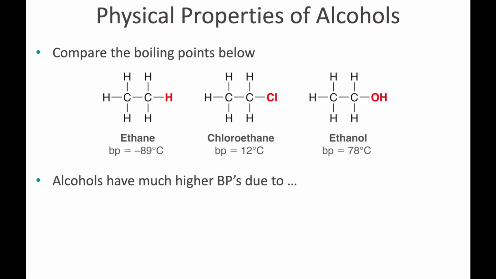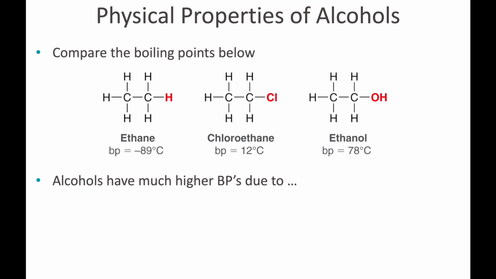of negative 89 degrees Celsius, whereas chloroethane has a more elevated boiling point of 12 degrees Celsius. And then ethanol has the highest boiling point among these three with 78 degrees Celsius. So recall why that is. Remember what dictates boiling points, right? Boiling points are dictated by the attractions of the individual molecules to each other, right? So what dictates their attraction?